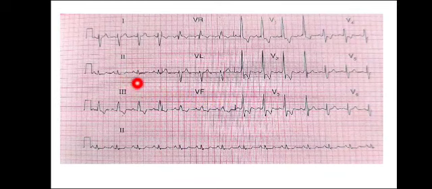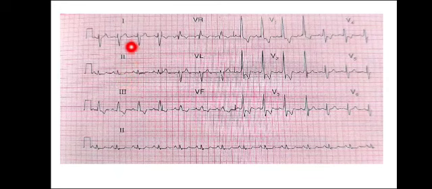The first ECG, we start with the rhythm. We can find the P wave in lead 2. There's a sinus rhythm. Then the rate, there are about 3 boxes in between. So the rate is between 90 to 100 beats per minute. It is better to give a range than to just quote a figure.